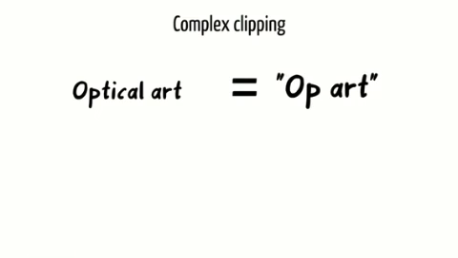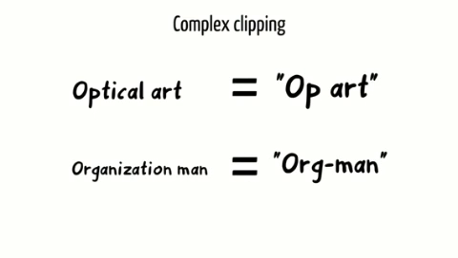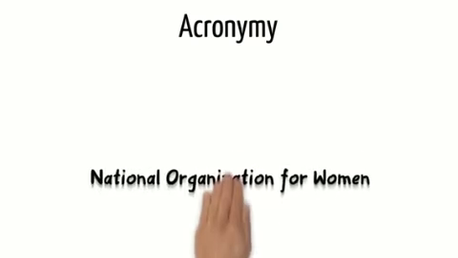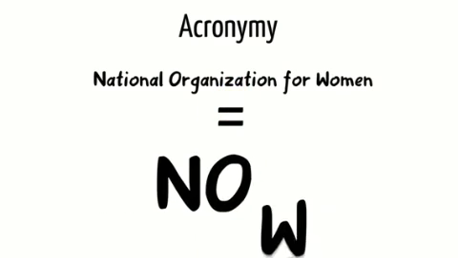Complex clipping. In this type, one part of the original compound usually remains intact. Examples: op art equals optical art, orgman equals organization man. Acronymy is an abbreviation of several words, using in most cases the first letter of each word in the phrase. Example: NOW equals National Organization for Women.